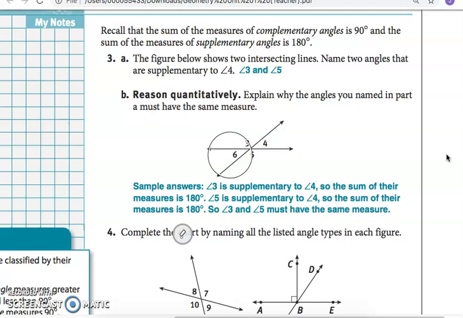On the other side, angle 4 and angle 5 also form a straight line. It's a different straight line, but they still form a straight line. So that means angle 4 and angle 5 together form a straight line, which means they're supplementary also. So angles 3 and 5 are the ones that are supplementary with angle 4.